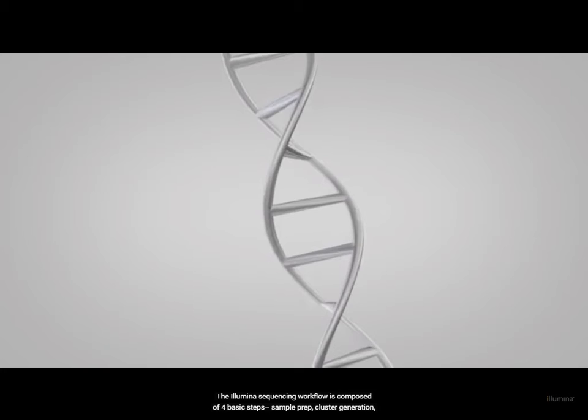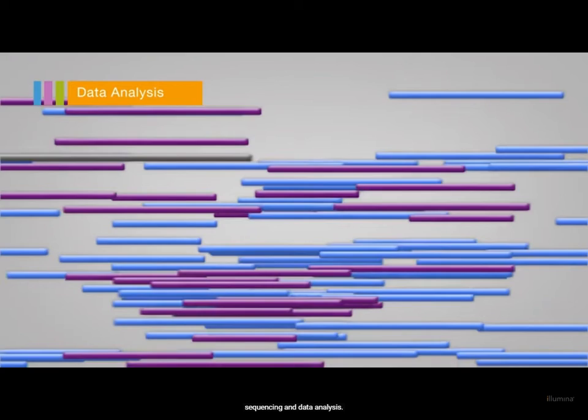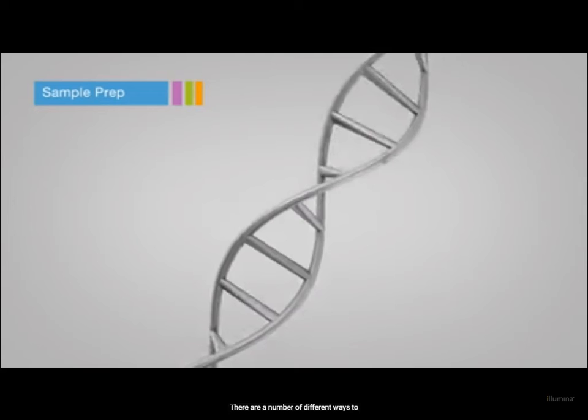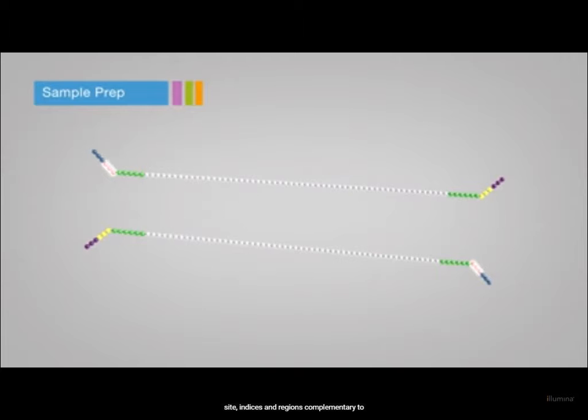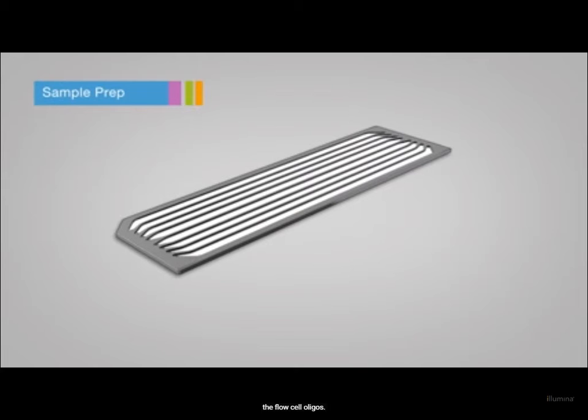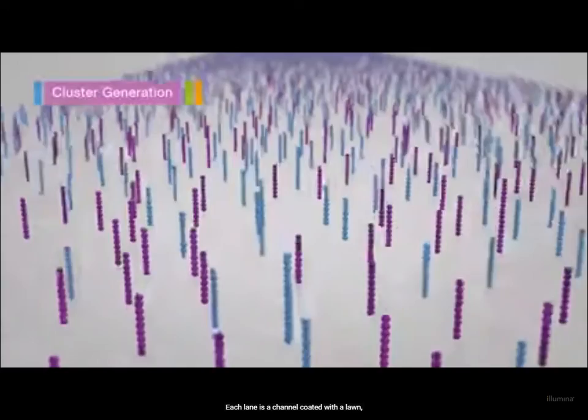Is composed of four basic steps. Sample prep. Cluster generation. Clustering is a process where each fragment molecule is isothermally amplified. The flow cell is a glass slide with lanes. Each lane is a channel coated with a lawn composed of two types of oligos.